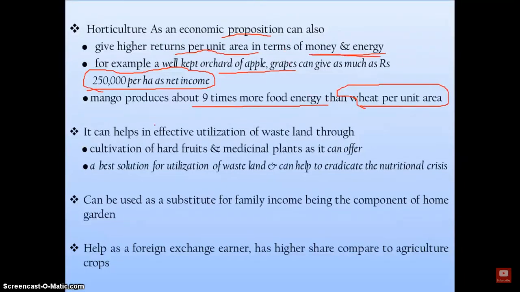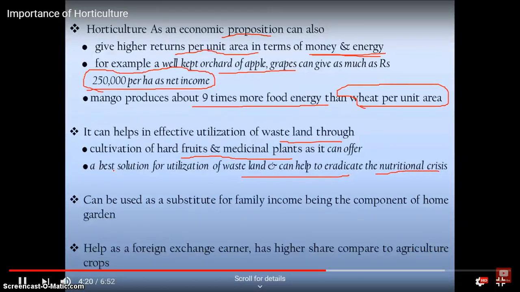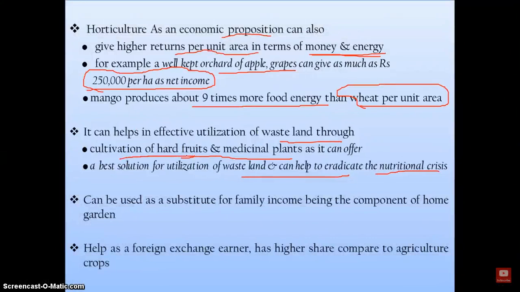And the next important function of horticulture is that it can help in effective utilization of wasteland through cultivation of hardy fruits and medicinal plants, as it can offer the best solution for utilization of wasteland and can help to eradicate the nutritional crisis. By doing so, a lot of wasteland can be saved and used for the betterment of mankind.